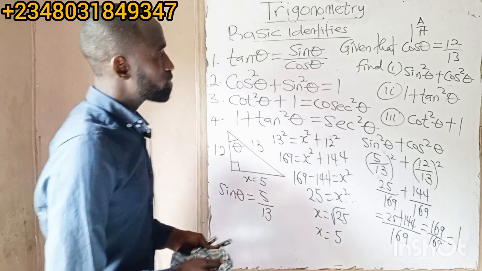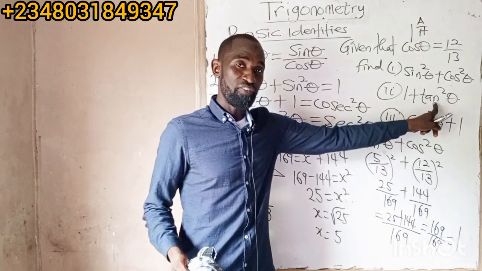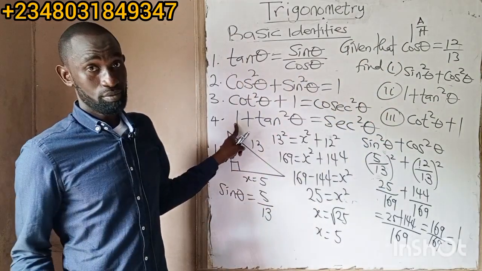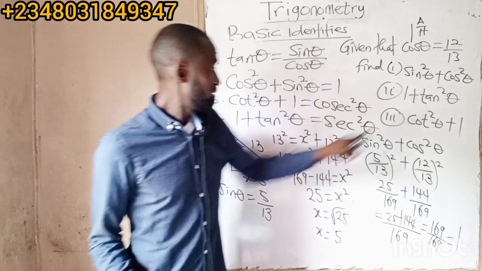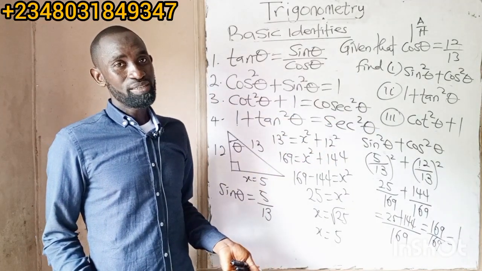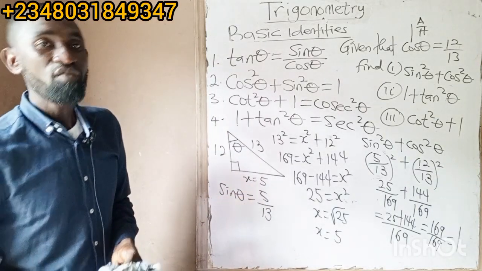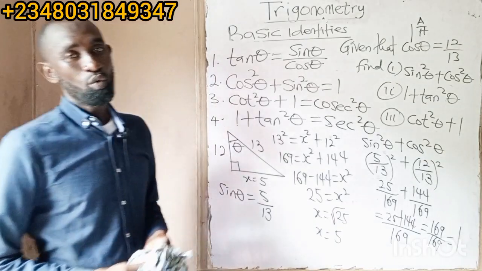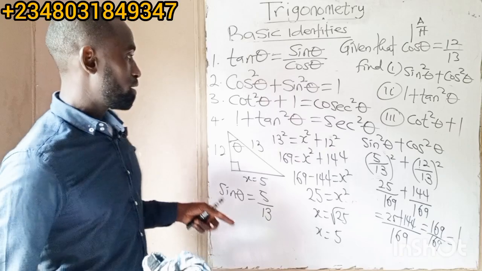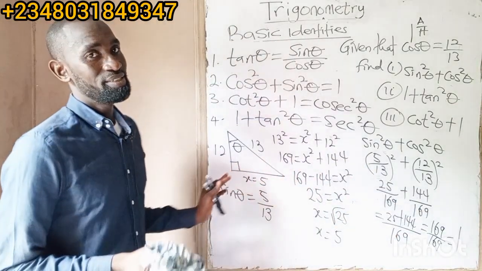So next one is 1 plus tan square theta. This one you can solve. You find your tan square theta first, you add 1 to it, or I can use this one. What I'm asked to find here is the same as saying sec square theta. Are you with me? And what is that? Sec is the inverse of cosine. So it means our answer will be 169 over 144. That's the meaning.